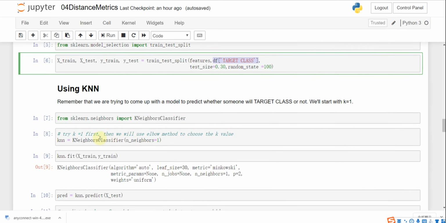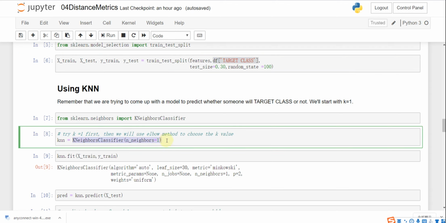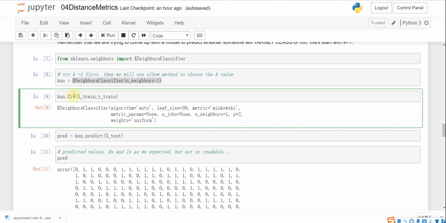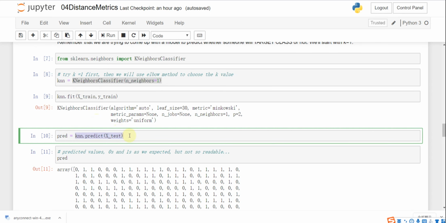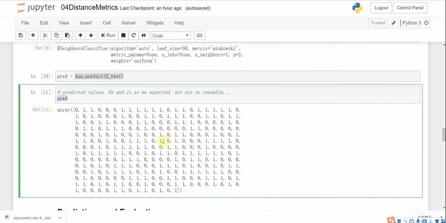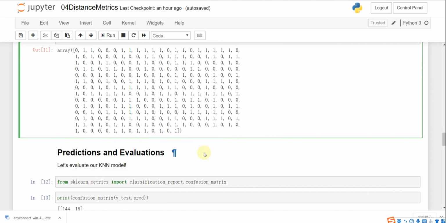After that, we want to build a k-nearest neighbor. To make the case really simple, let's only consider the k value to be 1. So we are doing the 1 nearest neighbor. And we want to fit the model with the X train and Y train. Then we want to do a prediction. And these are the predicted values. You can see there are a bunch of zeros and ones. Well, this is not quite easy to read.